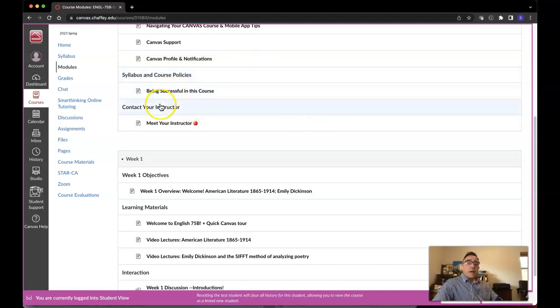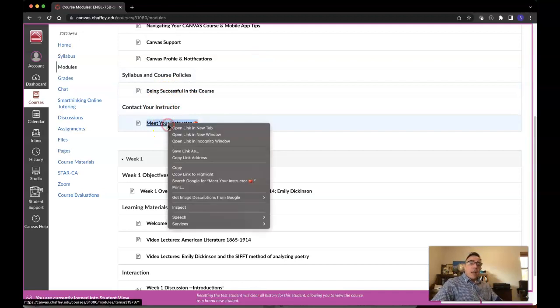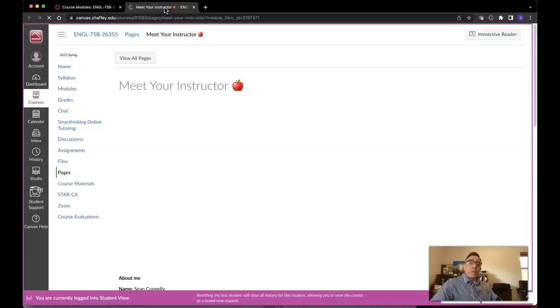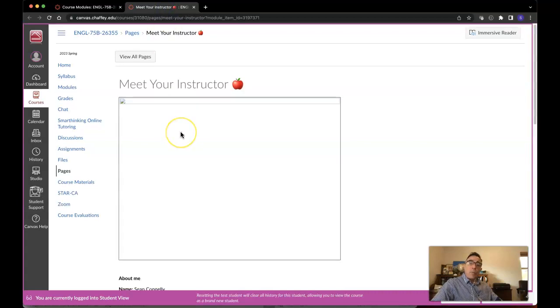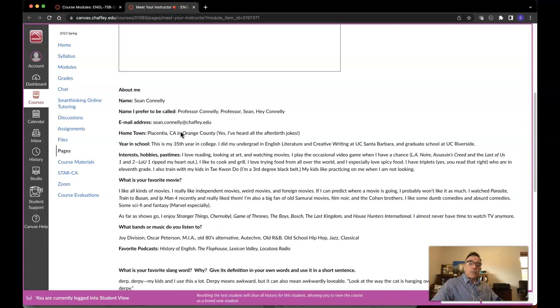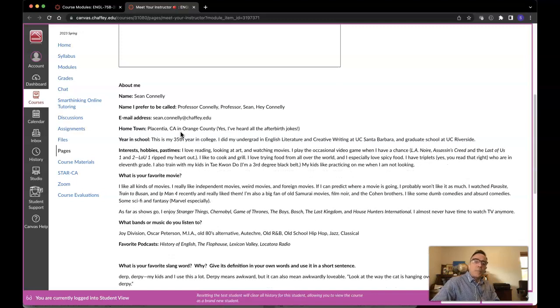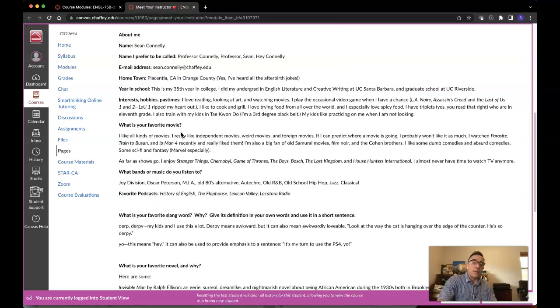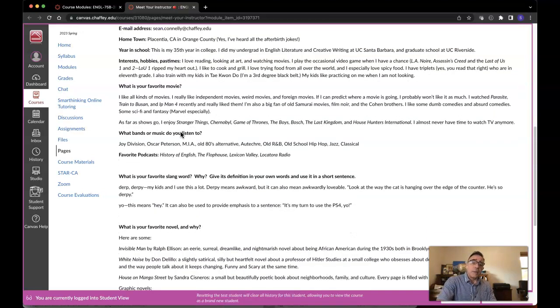If you look under Contact Your Instructor, you can actually see different ways to contact me. And also, oh, wow, for some reason the pictures are broken. I don't know what the problem is with that, but I will try to figure that out. That's a bummer. Anyway, there's some information about me here underneath.